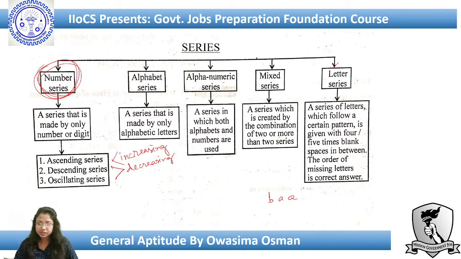Suppose they provide you this type of series: B A A B, blank, next A, then again B, and next A, again blank, next B B, and B B A and double blank. You just have to find out the letters in these blank spaces.